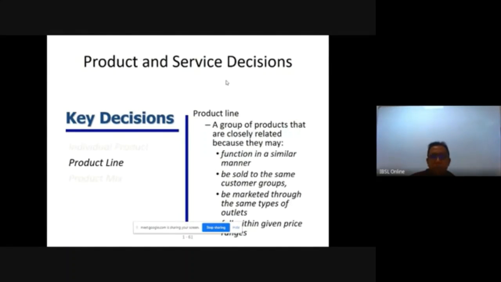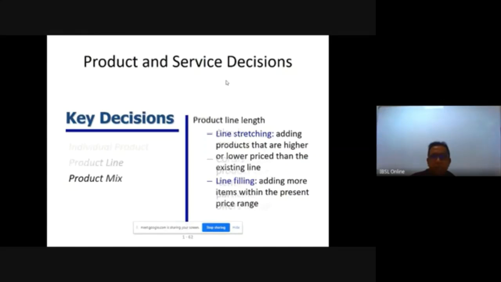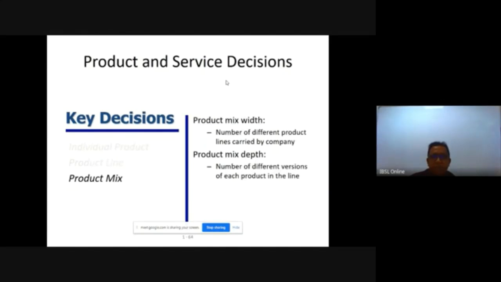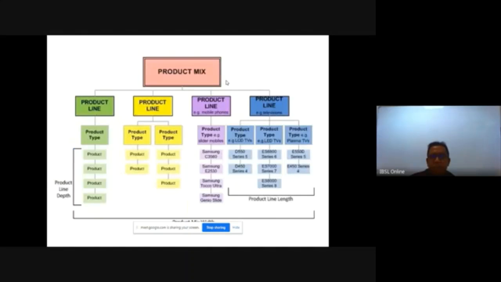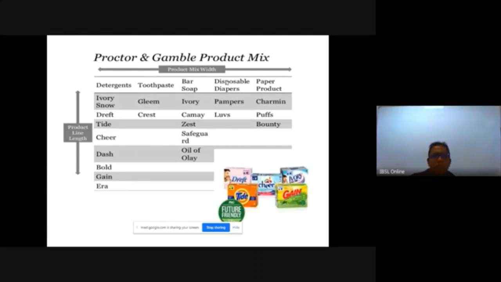We went through product and product lines and line filling. We also looked at product lines, product width and product depth. Now take Procter & Gamble. These are different product lines. They are the detergent line, toothpaste line, bar soap line, disposable diapers line. That is the width. This is the length and depth.